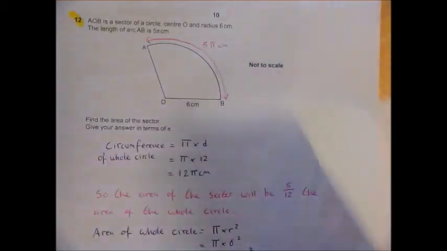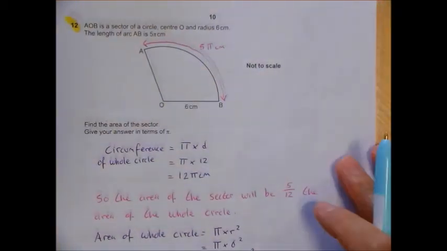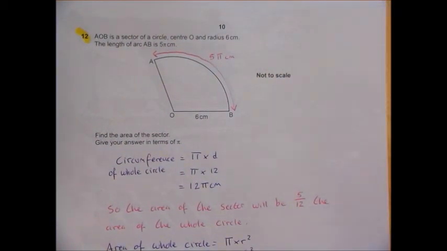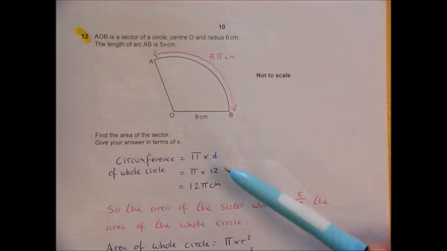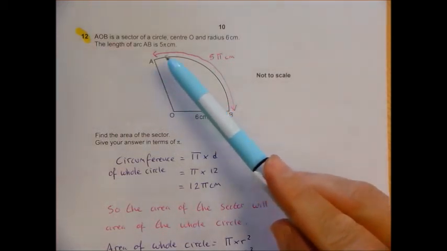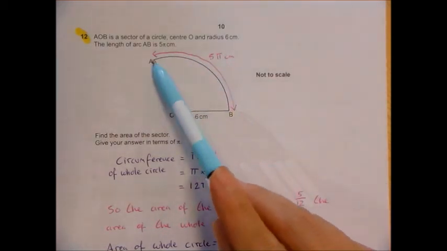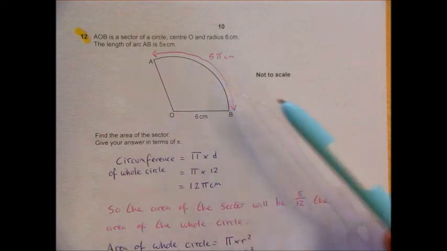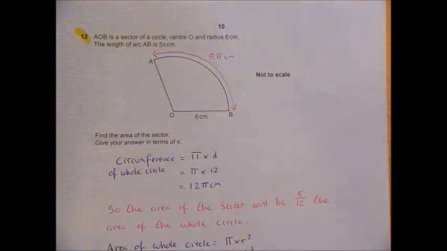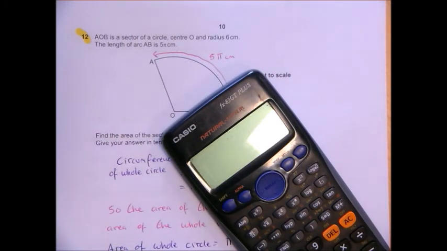Right, question number 12. Moving on. Here's a sector of a circle, and it says that that point there is the centre of it, and it's got a radius of 6, and the length of this arc, A to B, so this arc here, is 5 pi centimetres. So this is going to be a circles question, but we're going to be giving answers in terms of pi because you are not allowed to use a calculator.